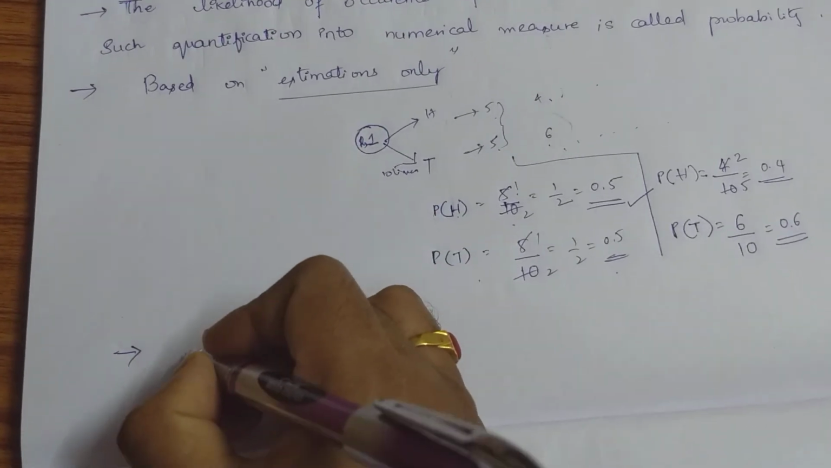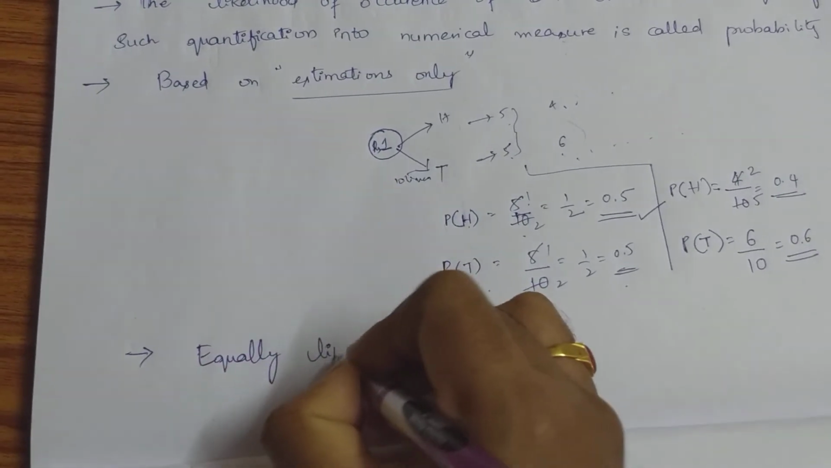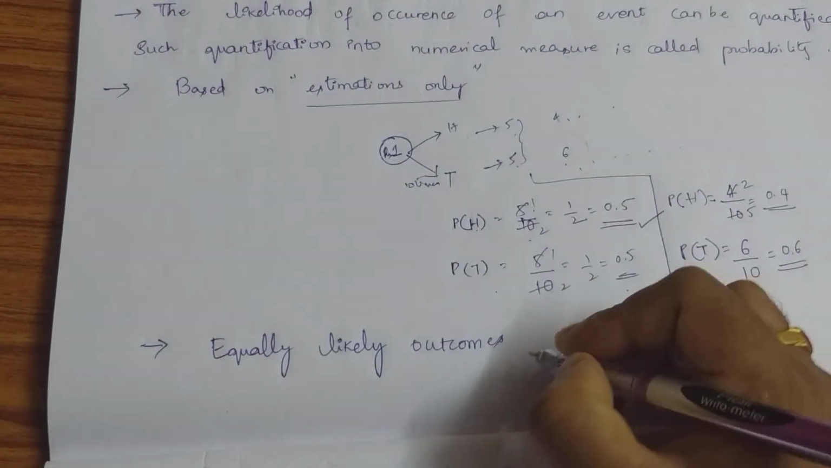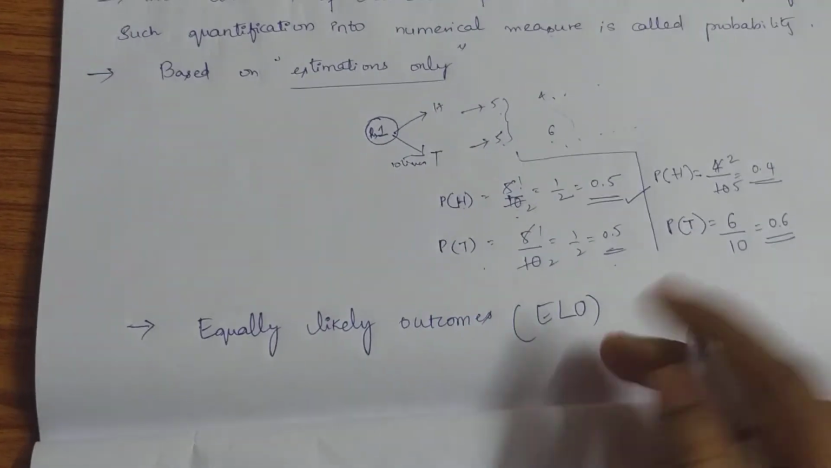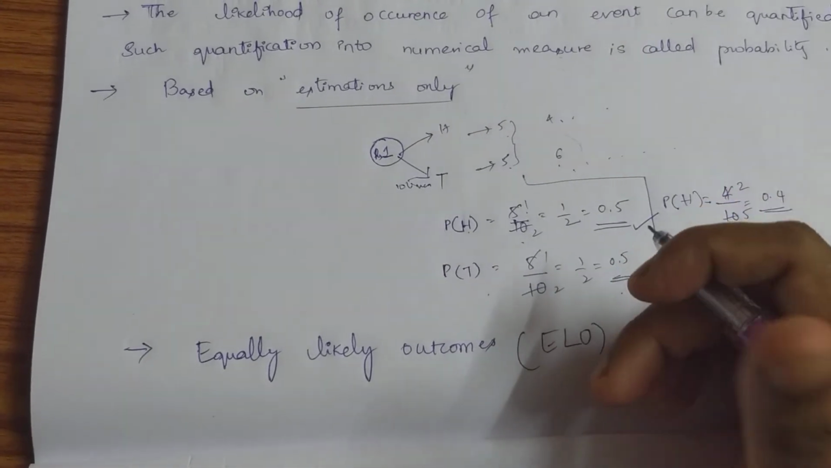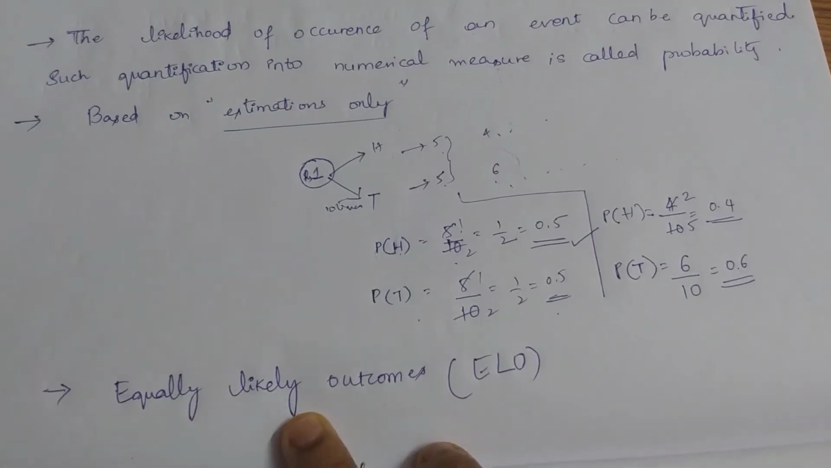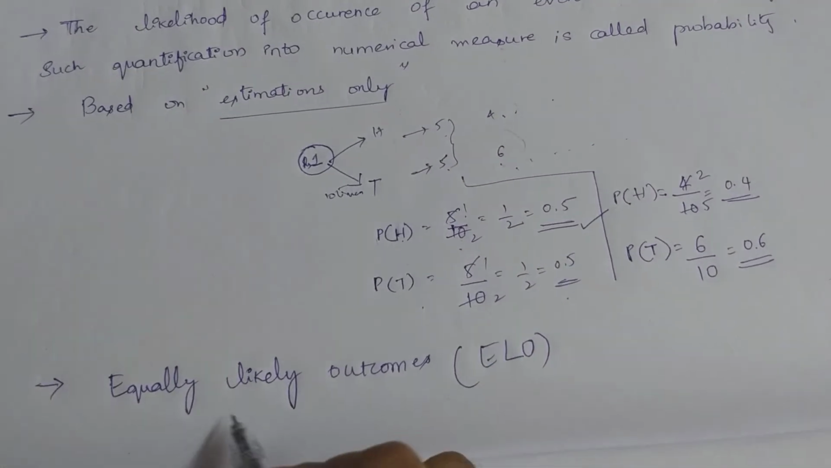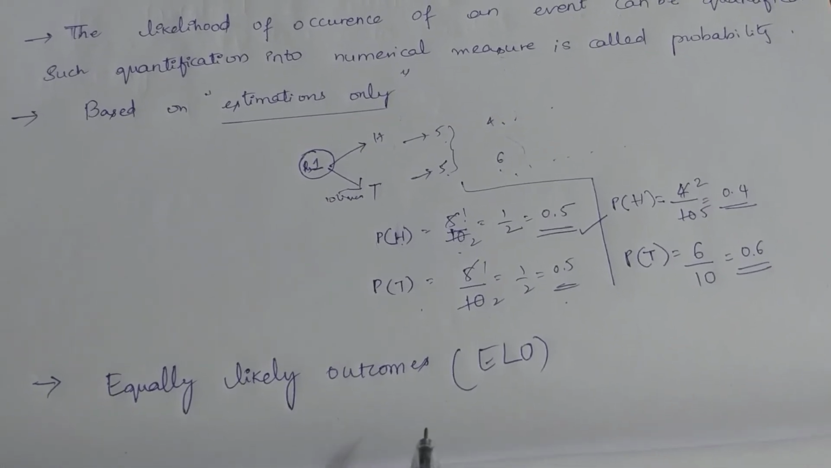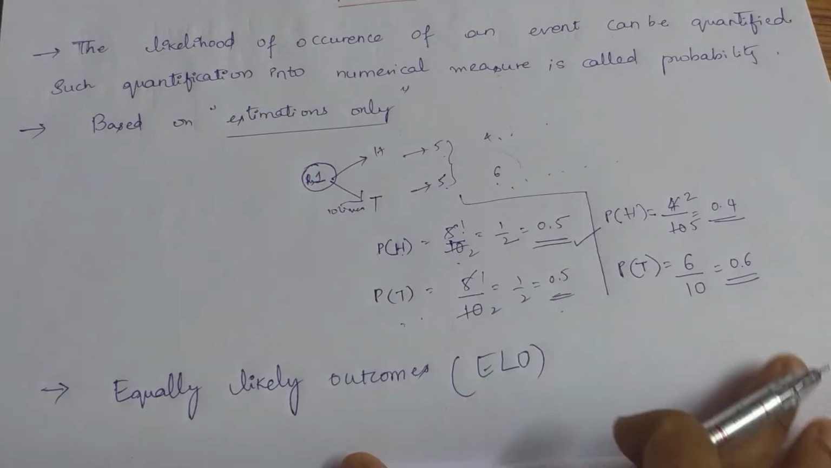Equally likely outcomes. This is the assumption you have to make. What is meant by equally likely outcomes? Suppose when you toss the coin, the assumption is that there is an equally likely chance of getting each outcome. It means there is an equal chance of getting heads and an equal chance of getting tails. There is no biased coin.